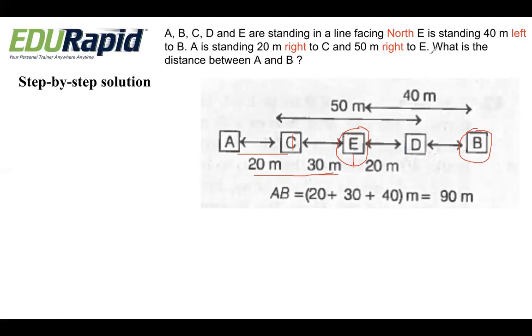So the question is asking what is the distance between A and B. If you write it down properly, all you need to do is find the distance between this point and this point. So in this case, the distance is 20 plus 30 plus, from here to here, 40. So 20, 30 plus 40. So it is 90.